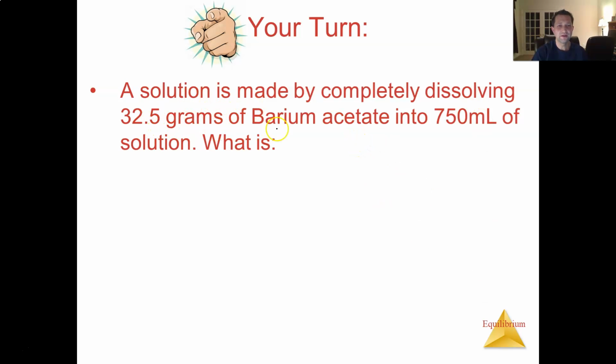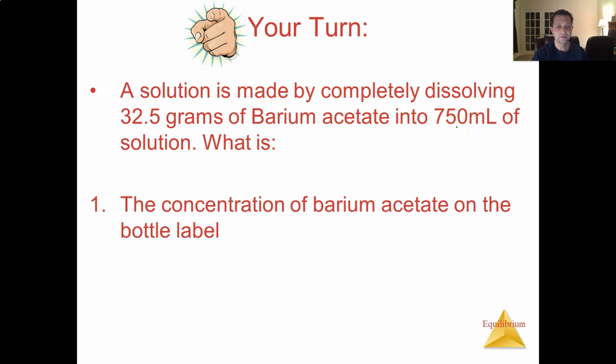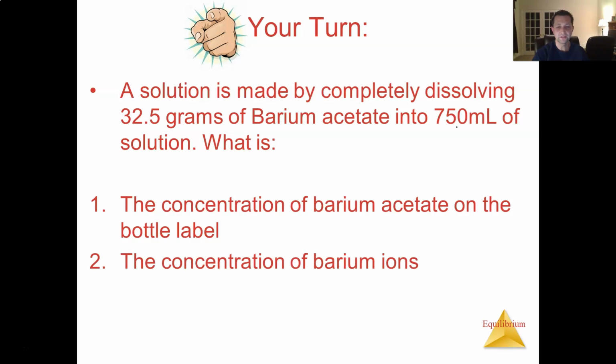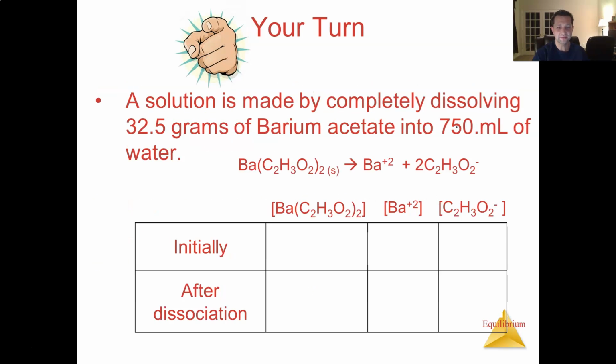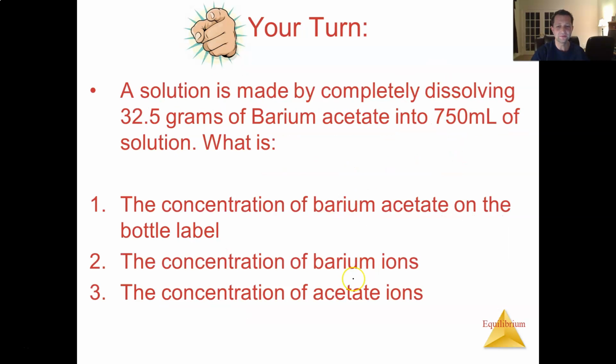You have 32.5 grams of barium acetate, and you have 750 mils of solution. So you had 32.5 grams of barium acetate. You put it in a volumetric flask, filled it up to the mark, and apparently it was 750 milliliters. So you want to figure out what's the concentration of barium acetate on the label. Okay, so what's the concentration of that solution? What's the concentration of barium acetate? And we'll go from there. Okay, so you want to think about how do we get the molarity of barium acetate.